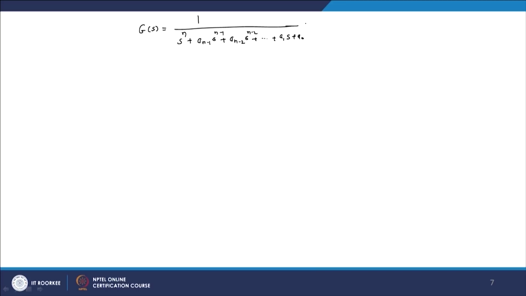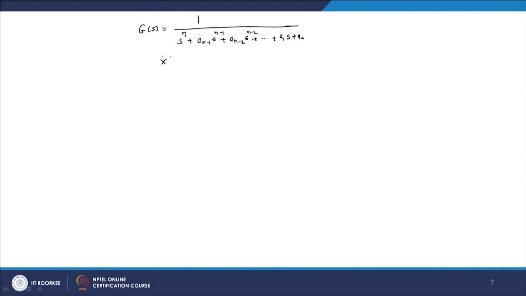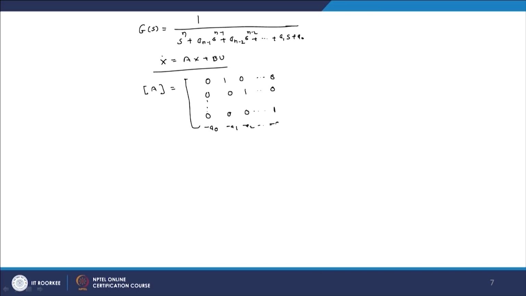Now, this is the G of s, but here we are designing a controller for a system which is represented in a state space form. Therefore, the state space model of the system is in terms of x dot equals Ax plus Bu, and therefore, here we will take this A matrix, we write in a companion form, that is 0 1 0 0, then here 0 0 1 0, and this process repeated, still 0 0 1, and in the last row we write a naught, minus a1, minus a2, up to minus a n minus 1.